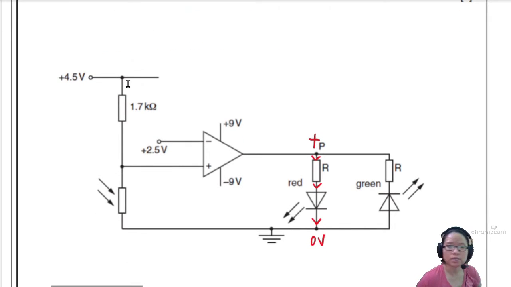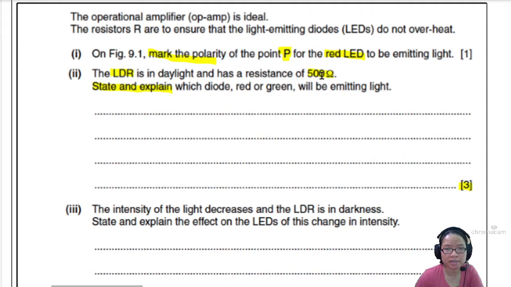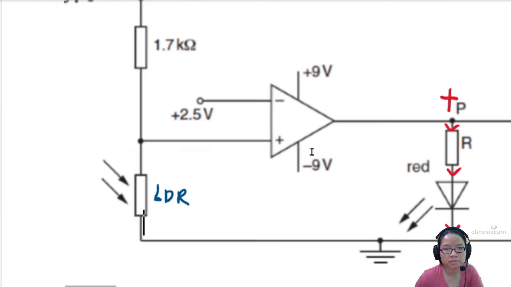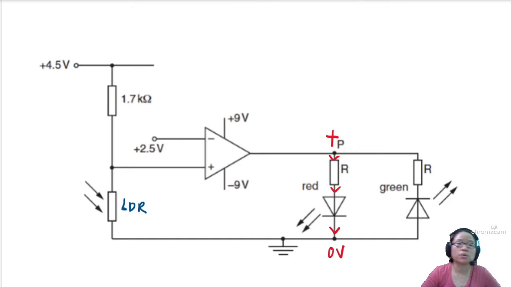So where is the LDR? LDR is here. This is your light dependent resistor. Because it depends on light, that's why the arrow is pointing in. Okay, and it says here that in daylight, the resistance is 500 ohm. So I'm going to label that 500 ohm first. This is your LDR, and it was 500 ohm. I label everything first. 500 ohm in daylight. Okay.